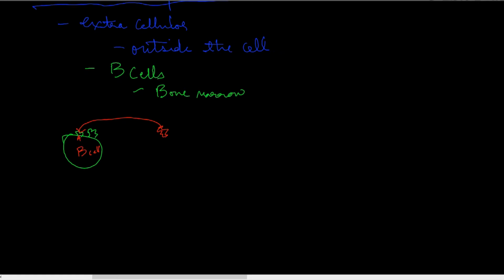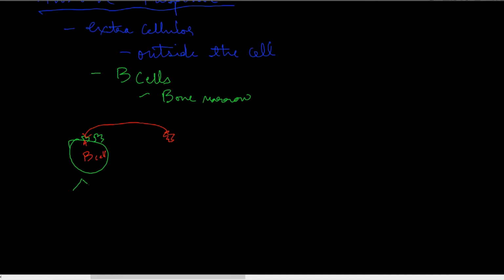So at that point, the B cell will split up into a lot of cells, 10, 20 different cells. But it will have two types. You'll have the plasma cells, which we'll get to later, and then you'll have the memory B cells.